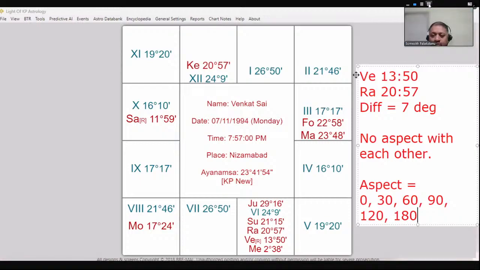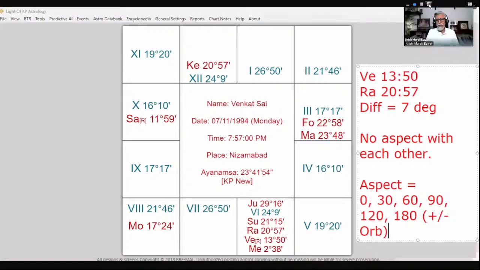Right. With the orb or without the orb, they should be within that. With the orb only. Always plus or minus. Yeah, I meant plus or minus the orb. Planet to planet aspect will be plus or minus the orb rule only.